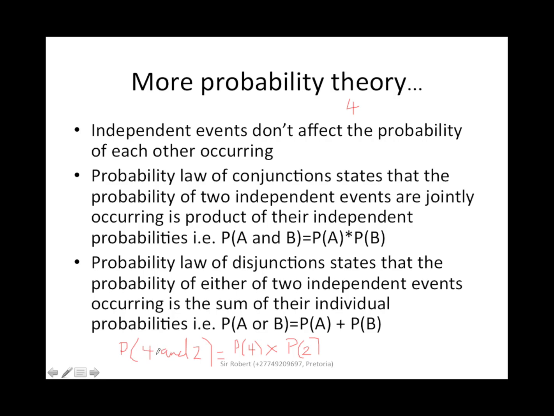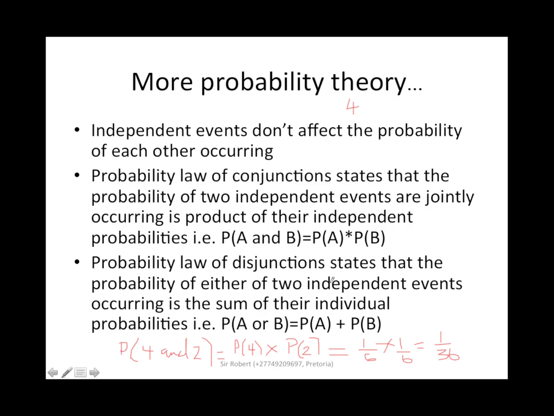So we are saying the probability of getting a 2 and then a 4. It means the probability of getting a 4 is 1/6, times the probability of getting a 2, which is also 1/6. So the final answer will be 1/36. So here, you're rolling a die, you get a 4, then you roll the die again, then you get a 2. So that's how we are doing it.